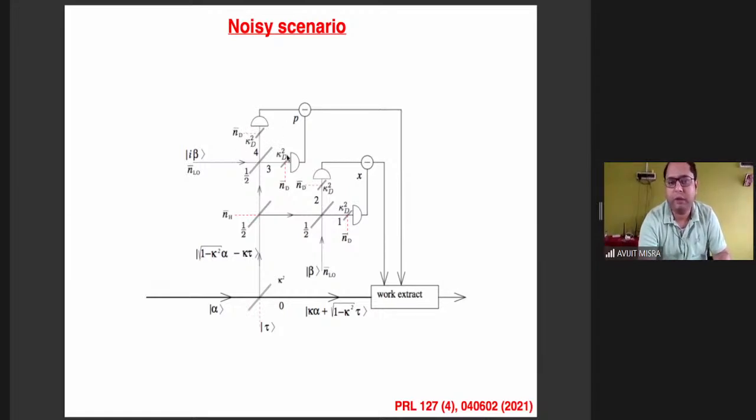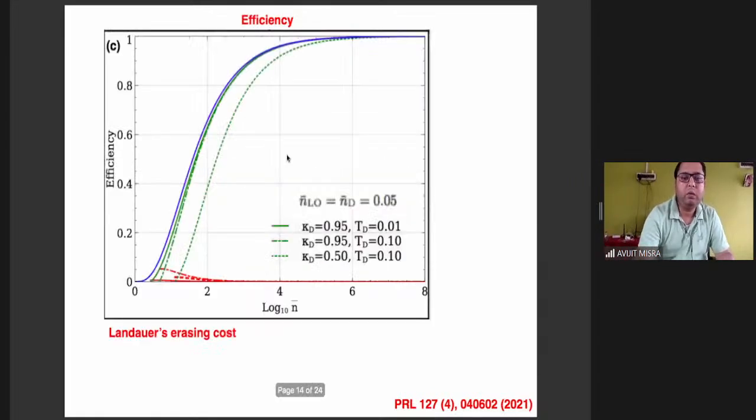So we are considering all kinds of possible noise, and this blue line represents the ideal case when there is no noise, and the three green lines represent the noisy case. We took the detector efficiency from 0.95 to 0.5 and the detector temperature from 0.01 to 0.1. And we can see that even when the detector efficiency is half and the detector temperature is also very high, for large photon number we can approach unit efficiency. And because it is a measurement engine, we also have to consider the Landauer erasing cost, and the red lines represent the erasing cost. So considering all noise and erasing cost, it can approach unit efficiency when we have a thermal source with mean photon number of the order of 10 to the power 4.